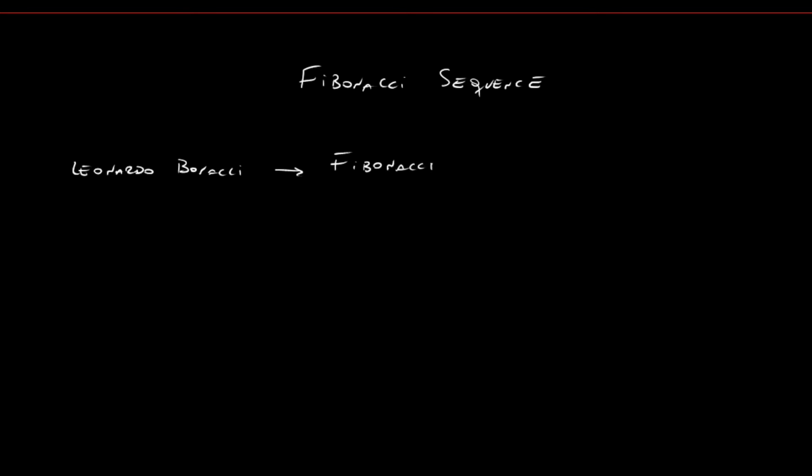To finish with a series of videos on sequences, we're going to learn about a very important one called the Fibonacci sequence. This sequence was first discovered by Leonardo Bonacci. He is also known as Fibonacci. That comes from the Italian Figlio di Bonacci, which means son of Bonacci.